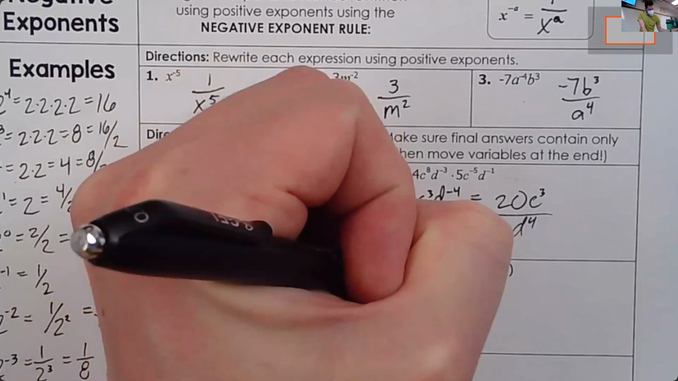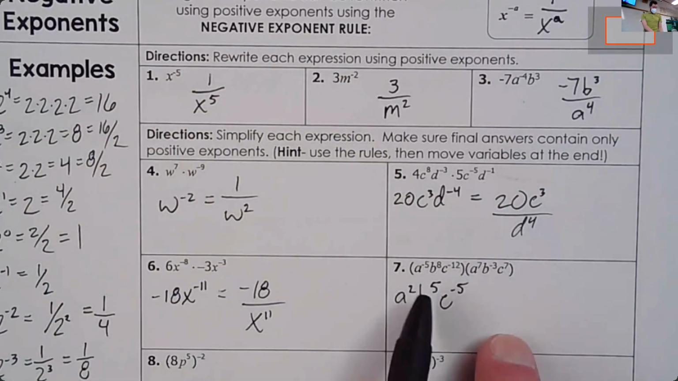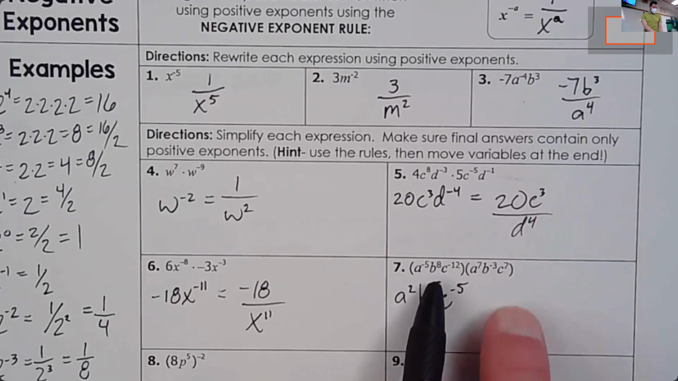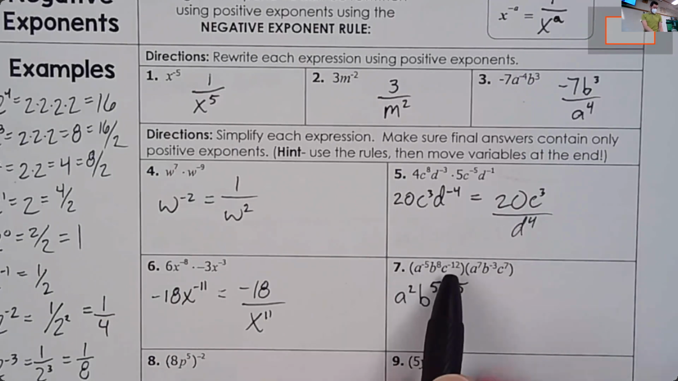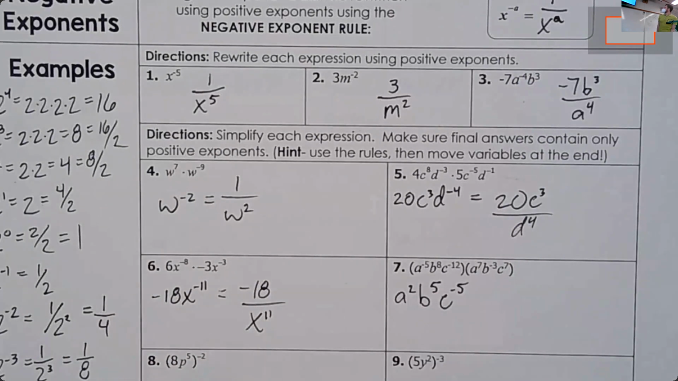All right. So adding our exponents together, a to the negative 5th, a to the 7th, negative 5 plus 7 is 2. B to the 8th, b to the negative 3rd, 8 plus negative 3 is 5. C to the negative 12th, c to the 7th, negative 12 plus 7 is negative 5. So our first step is just using the product rule by adding together the exponents that have the same variables.